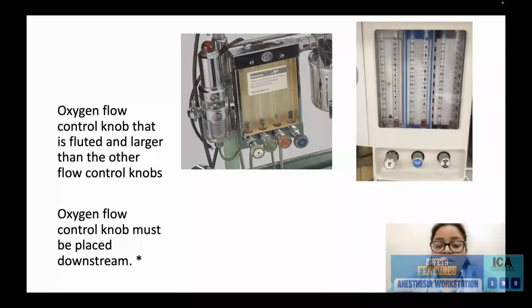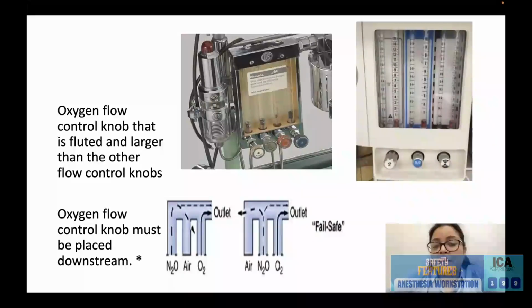Then comes another point, that the oxygen flow control knob should be placed downstream. Why is it important? To prevent the delivery of a hypoxic mixture if there is some leak in the flow meter assembly.